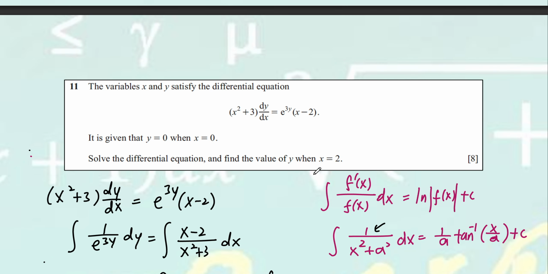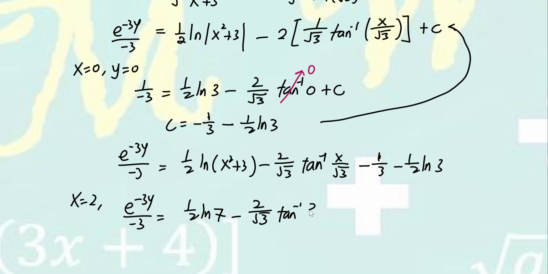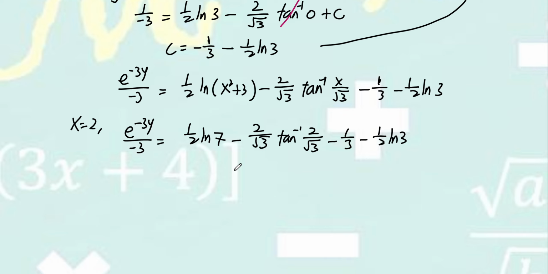Now the question is asking, for x is 2, what is your y? So when x is 2, e negative 3y over negative 3 is half ln of 2 squared plus 3 is 7, minus 2 over root 3 arctangent 2 over root 3, minus 1 over 3 minus half ln 3. Okay, basically here you can just calculate how much is the right side. Then give more decimal places. I will get 2.698038.